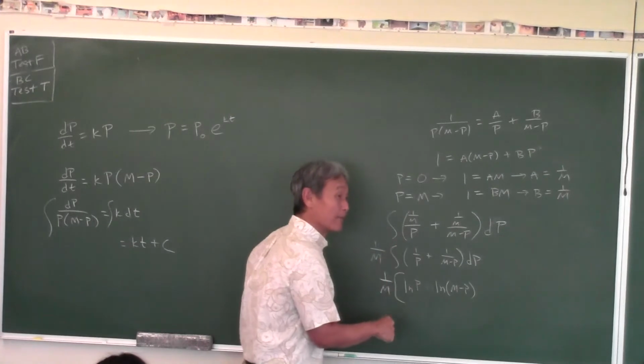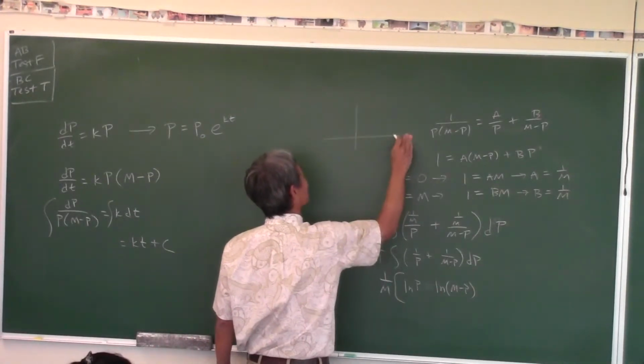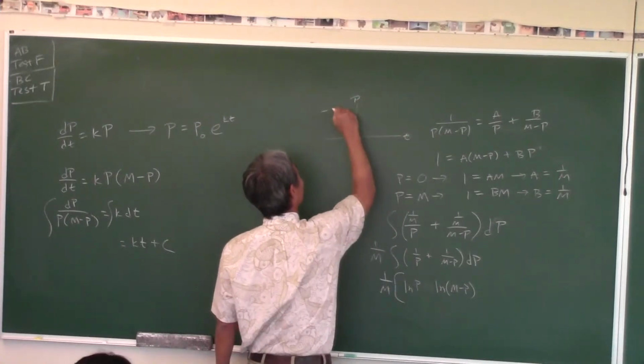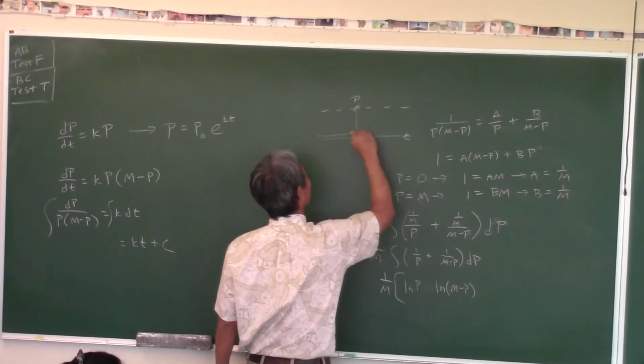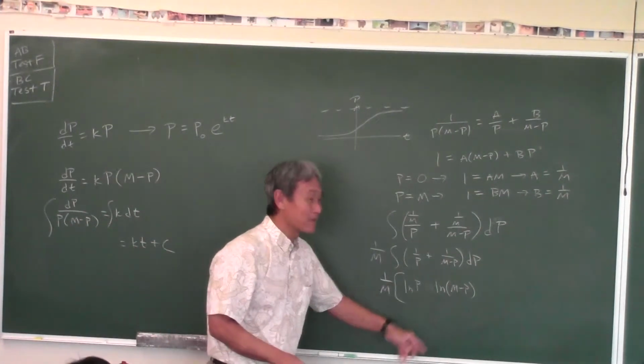Remember the graph I drew? This is time versus population. Here's the carrying capacity m. It's not going to get bigger than that. So that's why that thing is going to be positive.